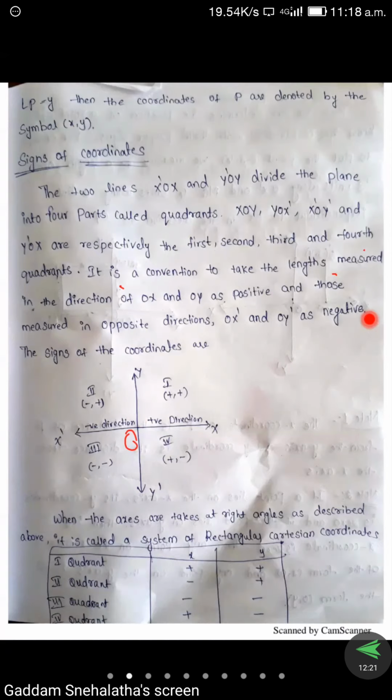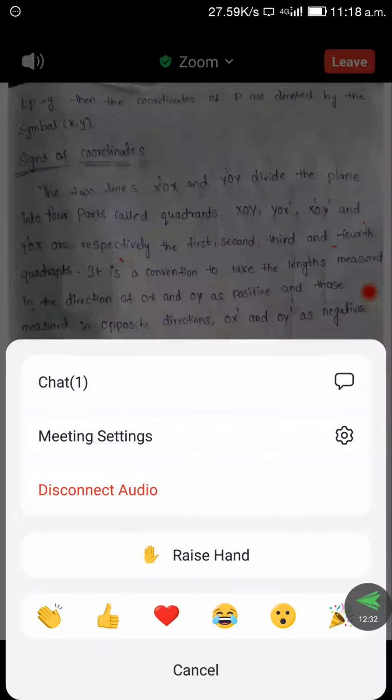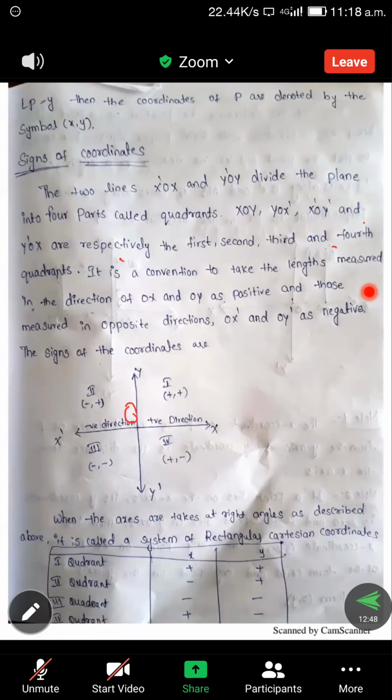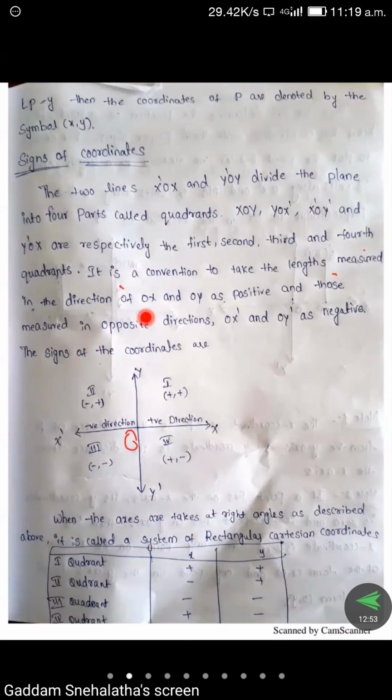Where we have dash, that means X dash, OX dash. This means these are the negative coordinates. OY dash means this is also the negative quadrant. And what is given? Here we have OX, this is the positive direction, and OY, this is also a positive direction.